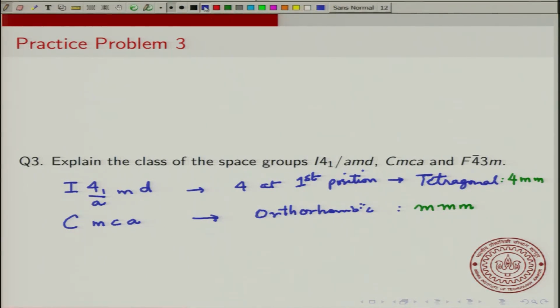Now, the last case you have F 4 bar 3 m, and since you have a 3 at the second position, it has to be cubic, and the crystal class here is just 4 bar 3 m. So, this is the crystal class. So, with this I will conclude week 6 of this course.